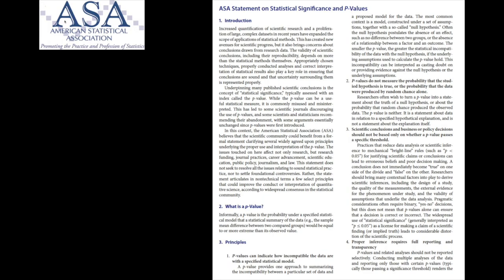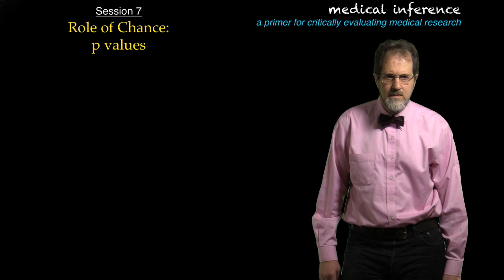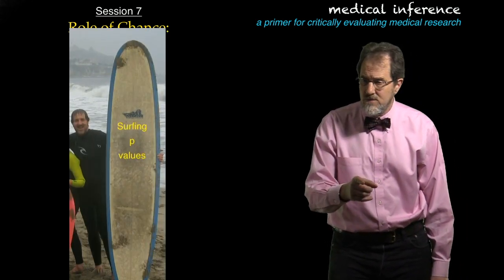I want to conclude with a statement from the American Statistical Association in 2016, in case you missed it. I want to read one thing. Their point number 3. Scientific conclusions and business or policy decisions should not be based only on whether a p-value passes a specific threshold. It's good advice, and it comes from the statisticians themselves. So don't let me catch you surfing p-values.